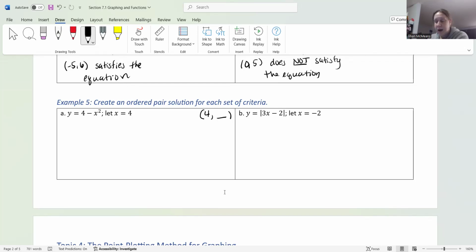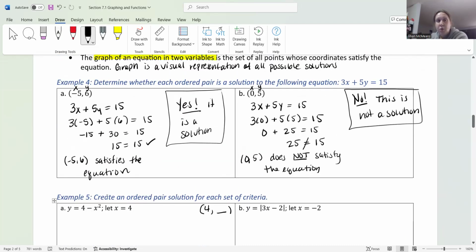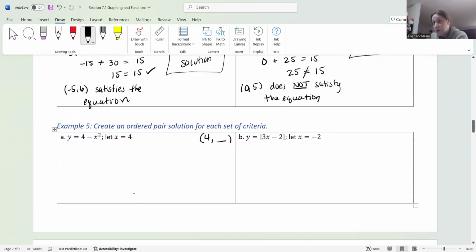So how in the world would we do that? Well, up here, for example 4, we were checking to see if an ordered pair was a solution. So we plugged in the x coordinate for x, the y coordinate for y, and we looked to see if we got a true statement. Well, down here, we only have a potential x coordinate. So plug that in for x and then solve for y. So I'm going to take my equation and figure out what y is, but I'm going to replace x with 4. Anywhere I see an x, I'm going to plug in a 4. So I have y = 4 - x², which is really y = 4 - 4².